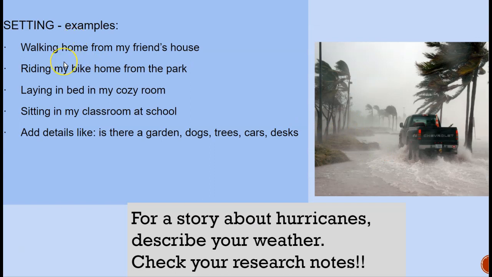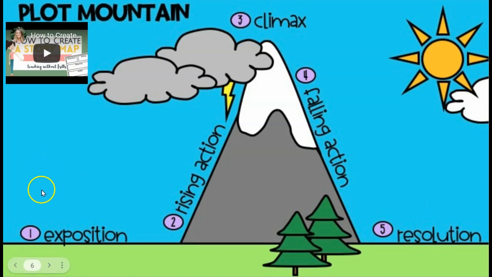in your setting, here's some examples. Maybe you're walking home from my friend's house, riding my bike home from the park, laying in bed in my cozy room, sitting in my classroom at school. Add details, like is there a garden, dogs, trees, cars, etc. For a story about hurricanes, describe what the weather looks like. Add details at the beginning. So again, this is similar to the mountain thing you have right on page 5. So go to page 5.